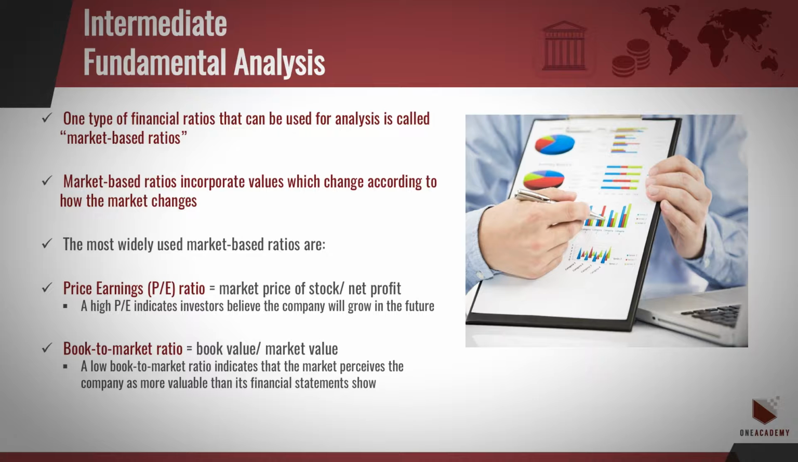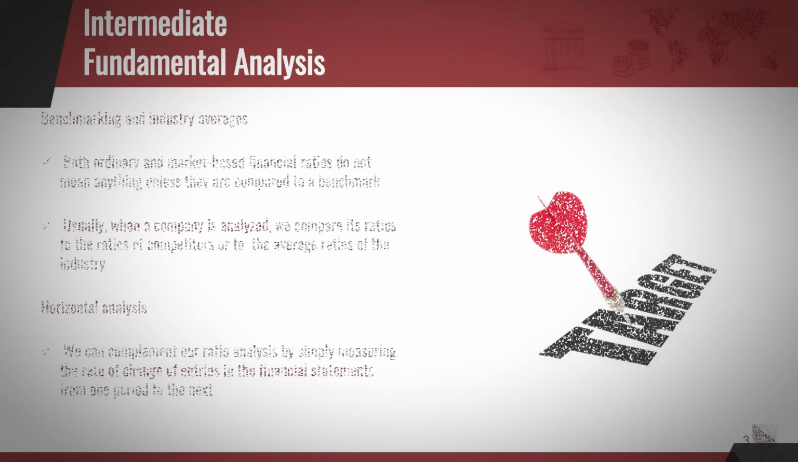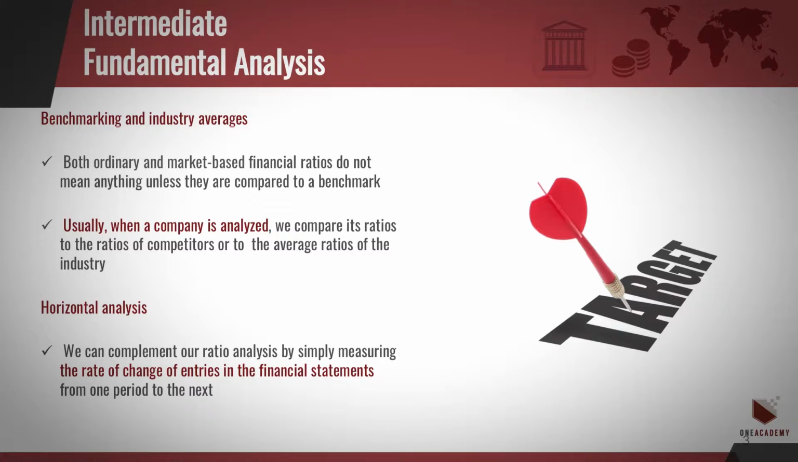profit figure. A high PE indicates investors believe the company will grow in the future. Book-to-market ratio equals book value divided by market value, which is calculated by dividing the book value by the market value of a company. A low book-to-market ratio indicates that the market perceives the company as more valuable than its financial statements show. Benchmarking and industry averages.